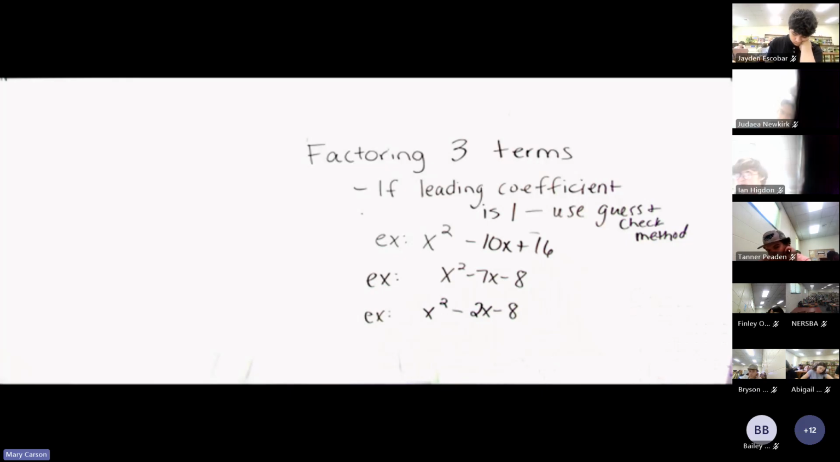All right, you guys go ahead and do these three. X squared minus 10x plus 16. X squared minus 7x minus 8. And x squared minus 2x minus 8. You should see everybody working.